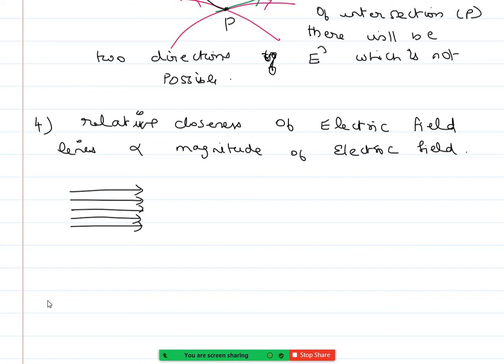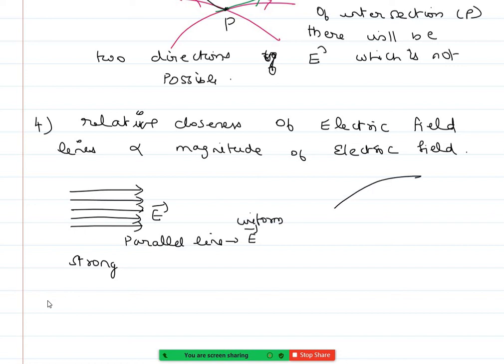Now, these are closely spaced electric field lines, right? Even though it is parallel and uniform, I told you what this is: parallel lines, nothing but a uniform electric field. These lines are very close together, so we can say that the electric field is strong here.